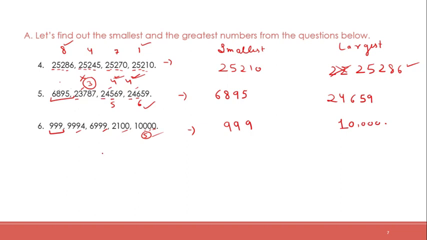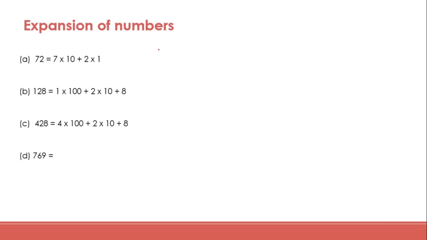What I want you guys to do is just give yourself some random numbers and try to find out the smallest and the greatest number. With a little practice, you'll get this concept very clear, and when you practice a lot, you can do it very easily. Now coming to our next concept. The next concept is expansion of numbers. As we have done the expansion for place values, it is the same way.